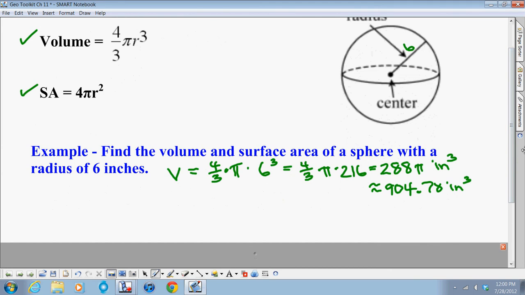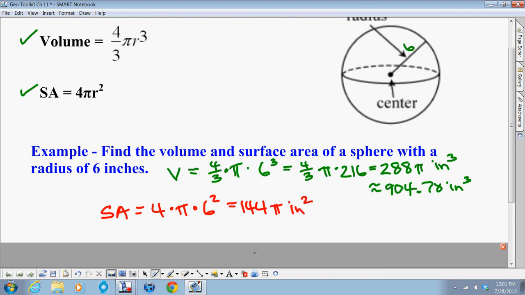And the surface area is, according to the formula here, 4 times pi. So I'm going to go 4 times pi times our radius, which is 6, squared. That's 4 times 6 squared, so that's 4 times 36, and as it turns out, 4 times 36 will give you 144. So it's 144 pi, and that'll be inches squared.